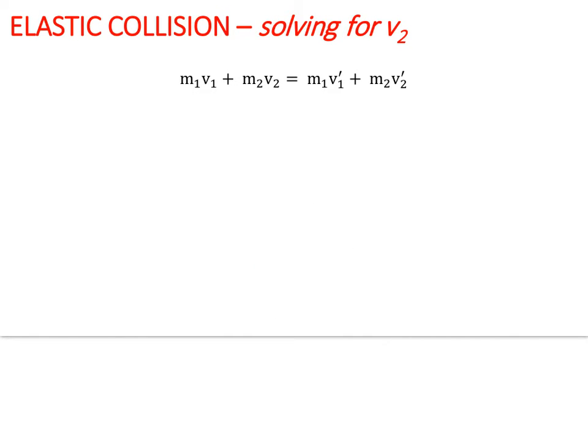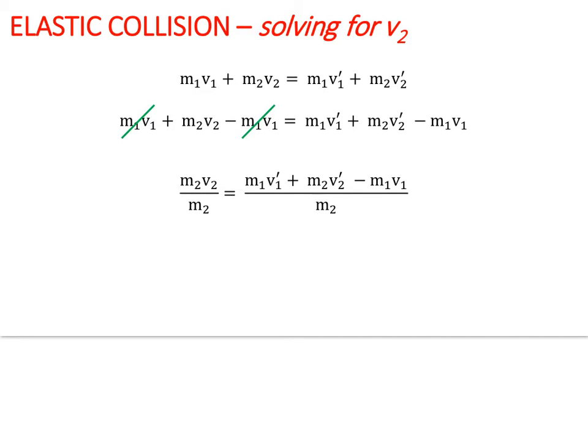How about if you want to solve for v2? We're going to start with the exact same equation to begin with. But now I want to solve it for v2. What's the velocity of the second object before the collision? We're going to do it exactly the same way. First thing you have to do is to get rid of this m1v1. The way to do that is to subtract it from both sides. You can see I'm subtracting it here and here.